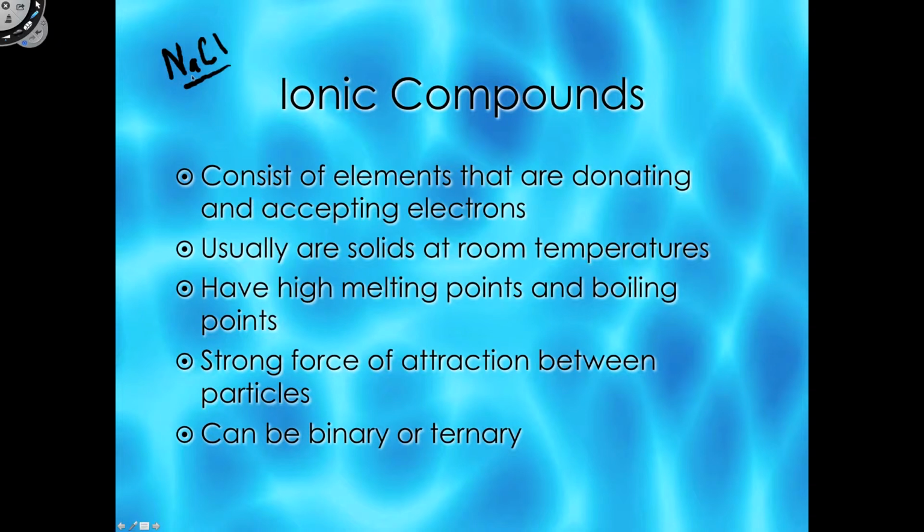Sodium chloride certainly has an extremely high melting point. It takes a lot of energy to melt salt, as opposed to something like sugar. Sugar is covalent, has a much lower melting point. And the reason that salt has such a high melting point is because there's a lot of attraction between the sodium ion and the chloride ion that make up the compound.